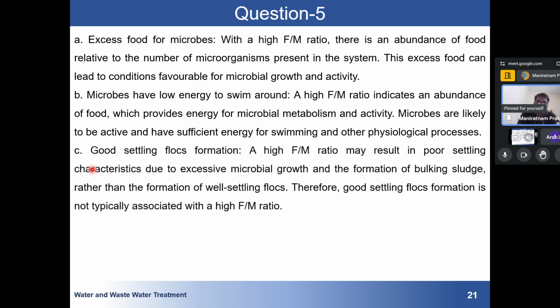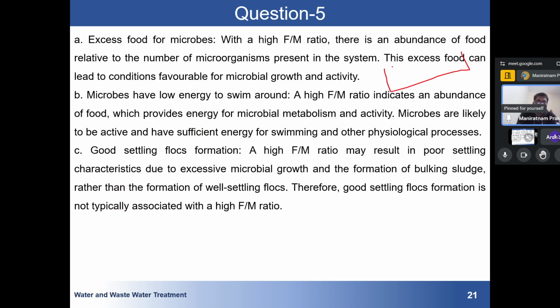The second option is getting good floc formation. A high food by mass ratio is now related to this sludge bulking thing. How does floc form? You can just read this statement. A high food by mass ratio may result in poor settling characteristics due to excessive microbial growth and the formation of bulking sludge, rather than the formation of well settling flocs. Remember the term flocs.